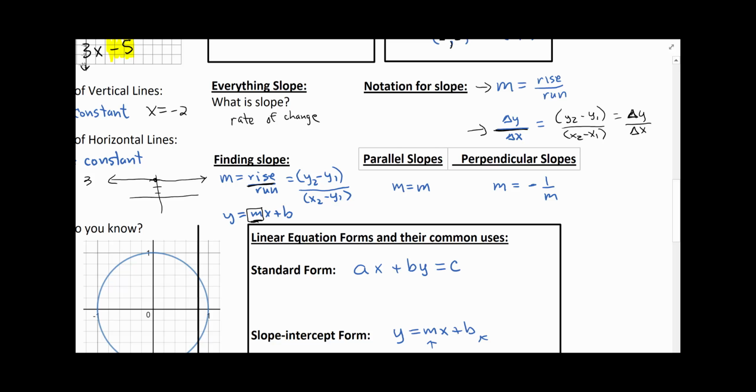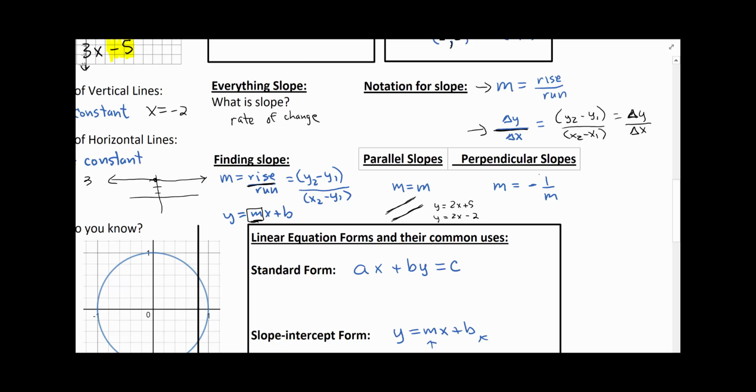For parallel slopes, parallel lines, right? Well, their slopes are going to be the same. So if you have y is equal to 2x plus 5, y is equal to 2x minus 2, see how those slopes are the same? Those are going to be parallel lines. And parallel lines means that they will never intersect.